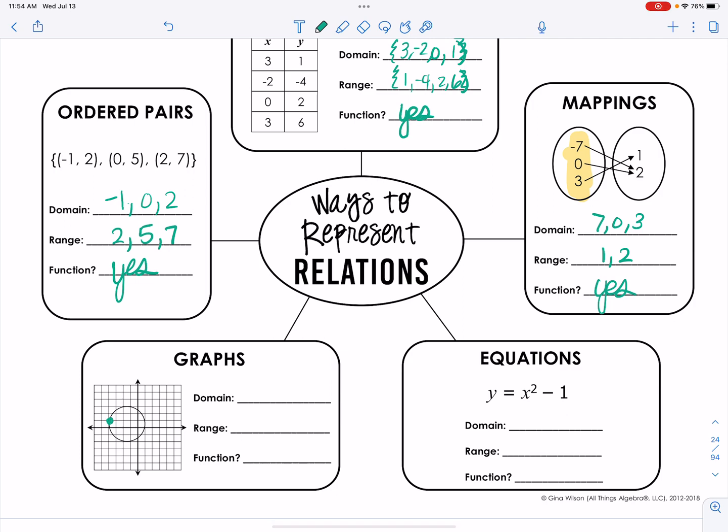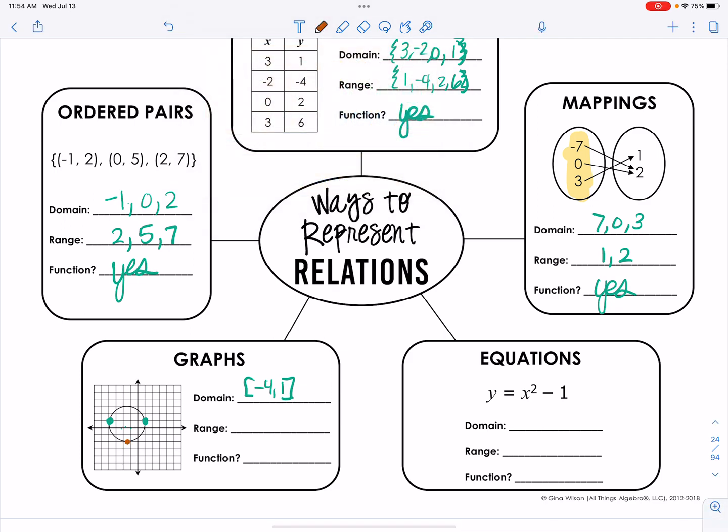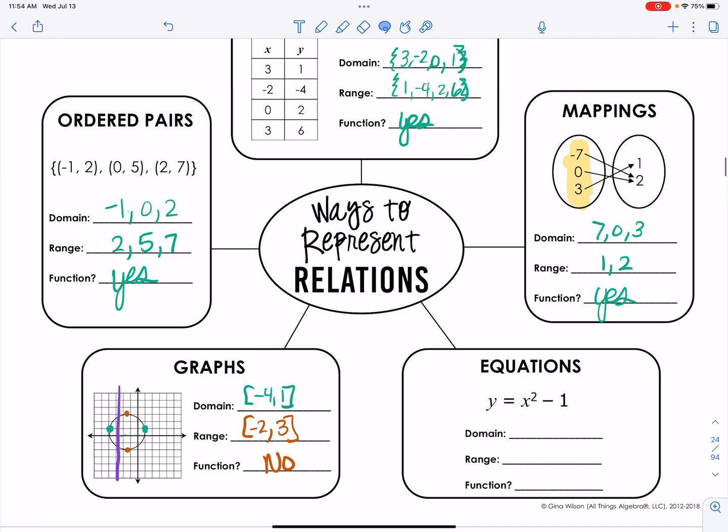Graph, you're going to go from left to right. So my domain is from, 1, 2, 3, is that a negative 4 to 1? Okay, and your range, you're going to go from bottom to top. It looks like from a negative 2 to 3. Is this a function? No, because remember that vertical line that we drew. Okay, if I take this vertical line and I move it, it's hitting twice.